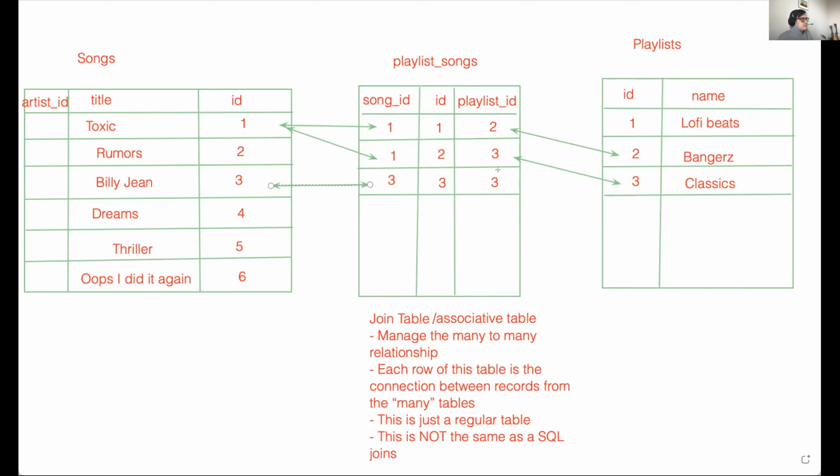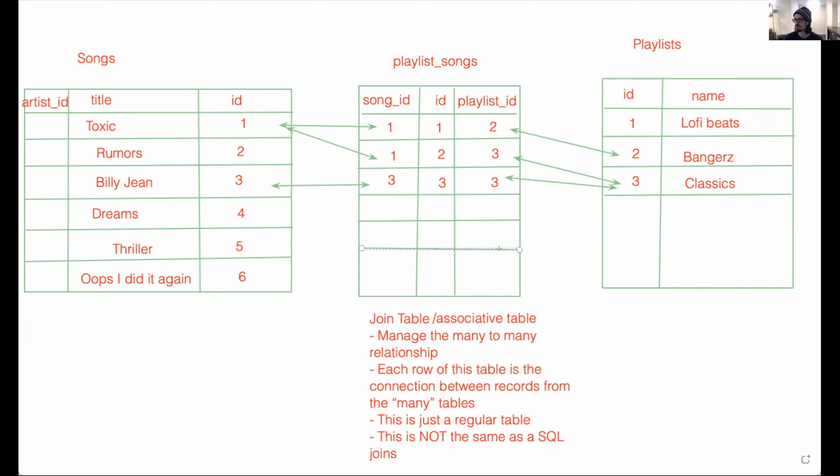And I can connect them like that. So now I can see Classics has two arrows pointing to it. It's got Billie Jean and Toxic, and it's going through this playlist songs table. So I'm using this terminology. Why don't we, just for practice, do some more? Why don't we put something into the lo-fi beats playlist? Can I get a volunteer for that? Just pick any of these songs and we'll put it in there.